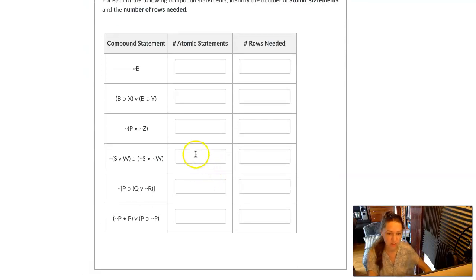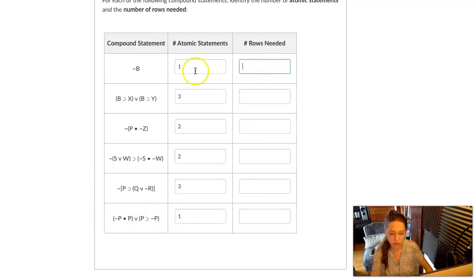Okay, so quick, let's do atomic statements required and rows needed. I'm just going to do column 1 first. How many statements here? We're just counting numbers of letters. B, X, Y, that's 3 letters. P, Z, that's 2 letters. S and W, that's 2 letters. P, Q, R, 3 letters. Only the letter P, that's 1 letter.